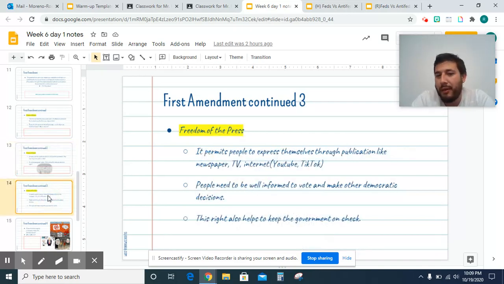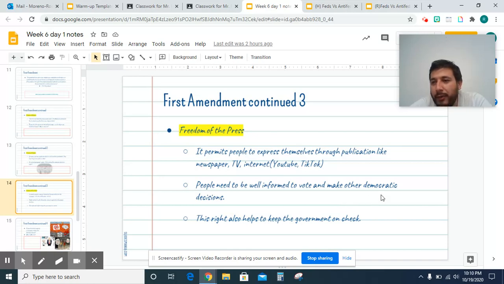Then we have the freedom of the press. The freedom of the press permits you to express. If you're a journalist, you can say whatever, as long as, remember, you're exposing truth. If you're in a newspaper, TV, internet, YouTube, TikTok, whatever it is, you can say whatever as long as it doesn't hurt people. And if you're saying the government is doing this, or is holding some people hostage somewhere, as long as you're saying it credibly, maybe you expose the government one day. You're holding them accountable. People have to be well informed.